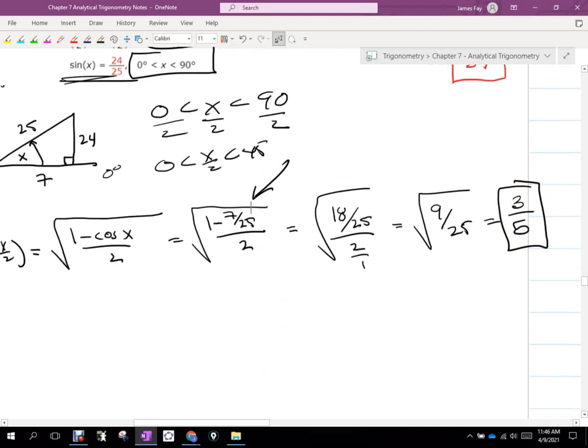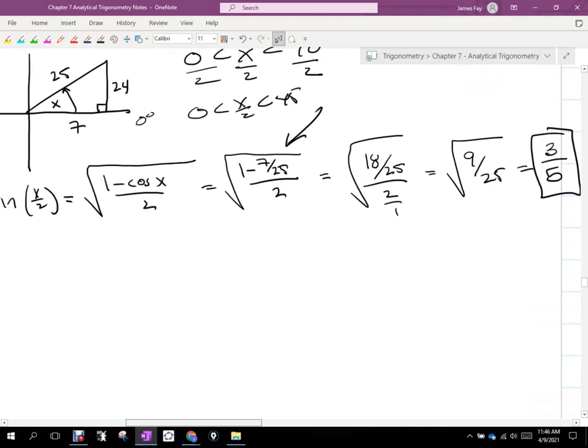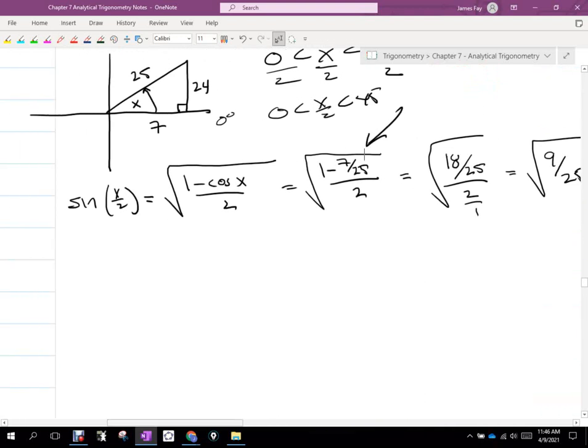That's a reason why we like to run through that, combining fractions here, getting rid of the compound fraction, all that kind of stuff, because something nice might materialize.